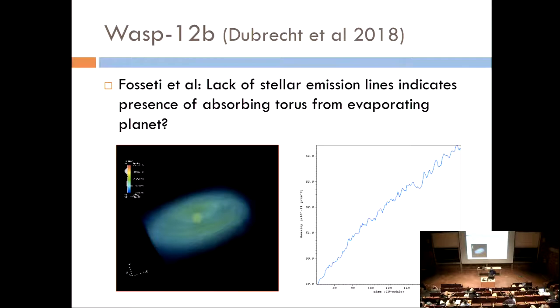If you look at WASP-12b, there is a very curious lack of stellar emission lines from that system, no matter when you're looking, during transit, off transit. And this has been very strange, because the star is such that you would absolutely expect the emission lines. And so what they posited before they'd ever seen our work was that there was an obscuring torus of material surrounding the star. But of course, how did it get there?